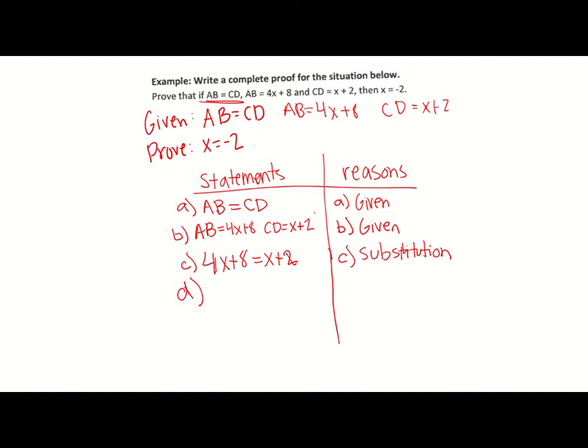If I bring my x terms over to the left, I'm going to subtract x from both sides. When I do that, I get 3x plus 8 equals 2. So now I have to put the reason why I subtracted x from both sides, and I can put my subtraction property because I'm subtracting the same thing from both sides. My next step is I'm going to bring my 8 over with the 2. So if I subtract 8 from both sides, I get 3x equals negative 6. And again, my reason is that I'm using my subtraction property.